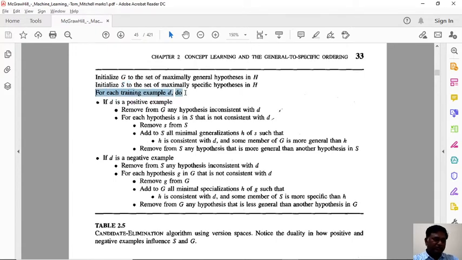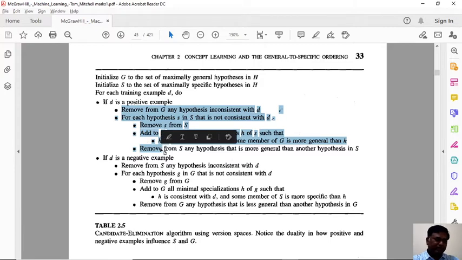A for loop is started for all the training examples. If your input is positive or negative, so two cases are there. Positive means it performs the specific case. Negative means it performs the general case.